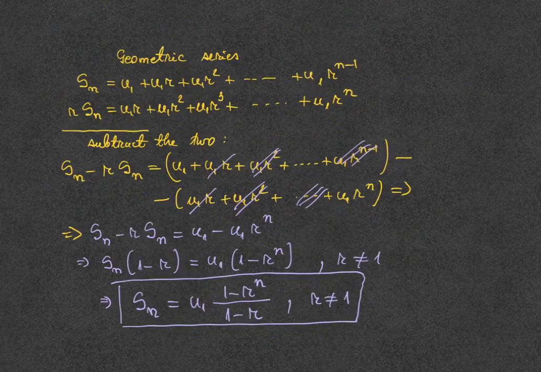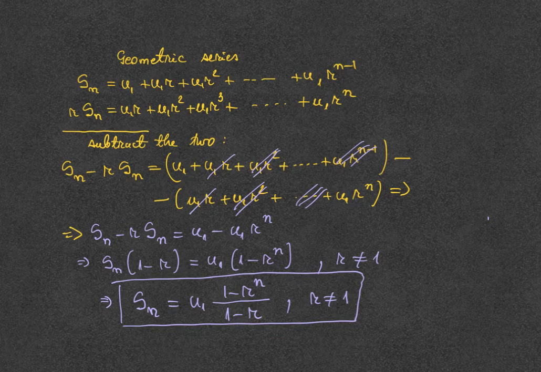Now I want you to look at the formula. Let's interpret it. The sum of n terms, where n is the number of terms, is the first term in the sum times 1 minus the ratio to the power of the number of terms. So n is the number of terms. It's not necessarily the letter n, that sometimes has different meanings. Over 1 minus r.